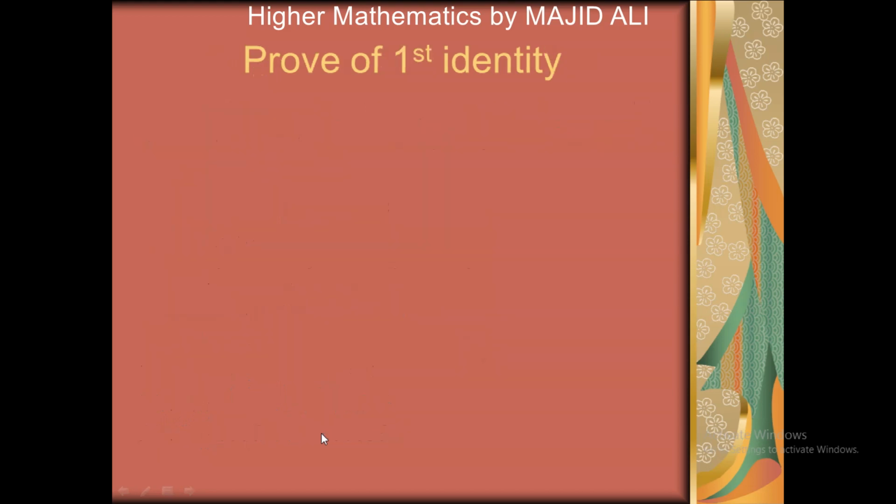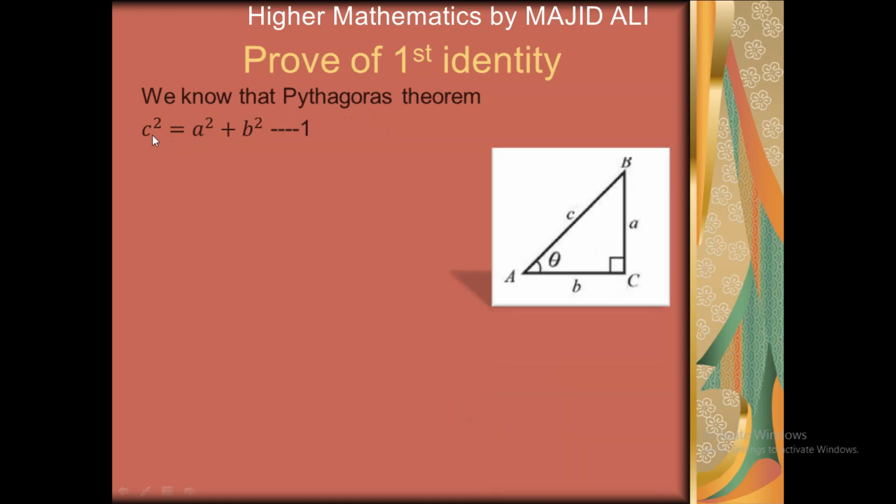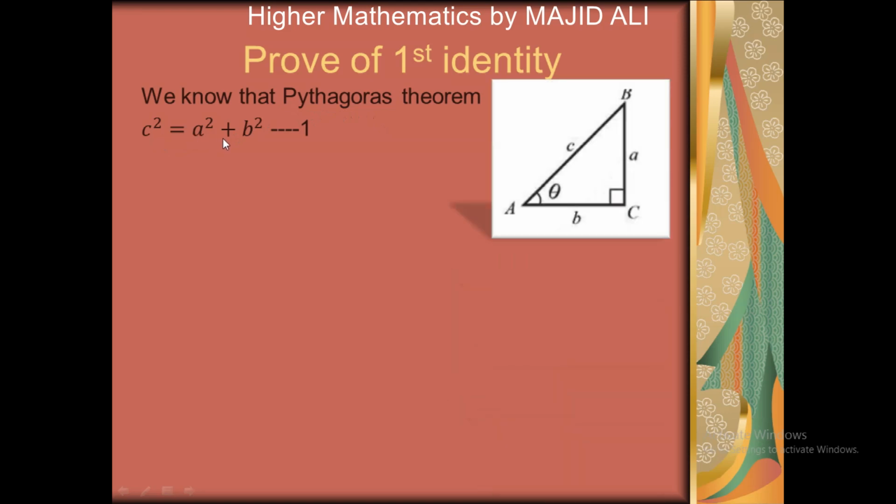Now here is the proof of the first identity. As we know, the Pythagoras theorem states that the hypotenuse squared is equal to altitude squared plus base squared. Now dividing equation 1 by c squared on both sides, then c squared divided by c squared, here is c squared divided by c squared, and a squared divided by c squared.